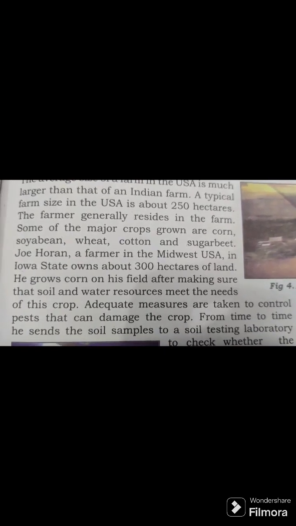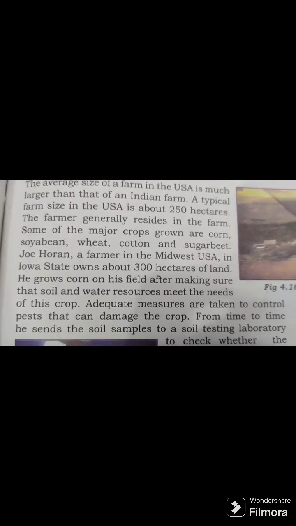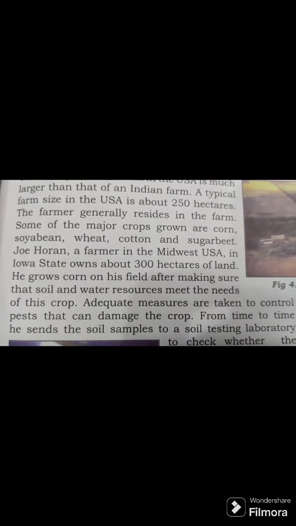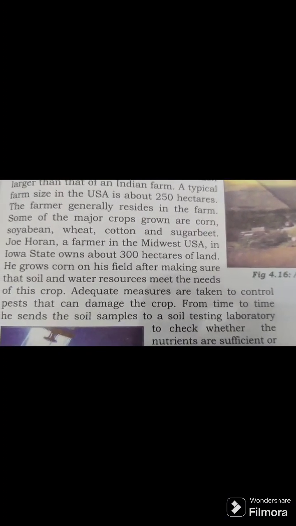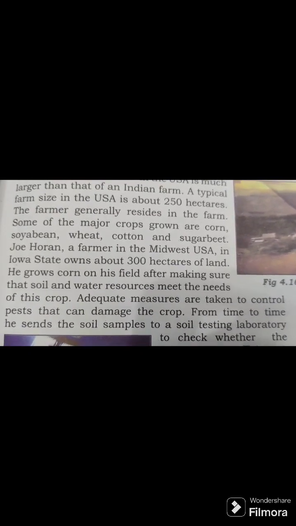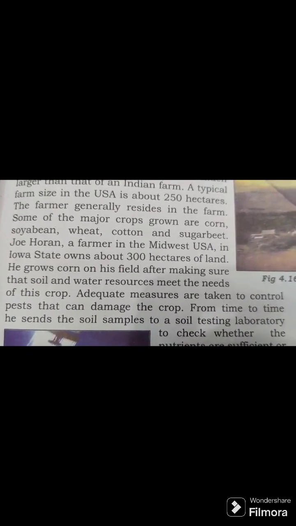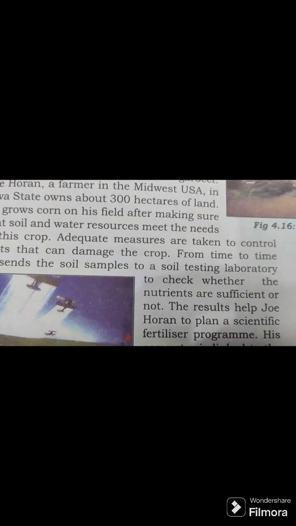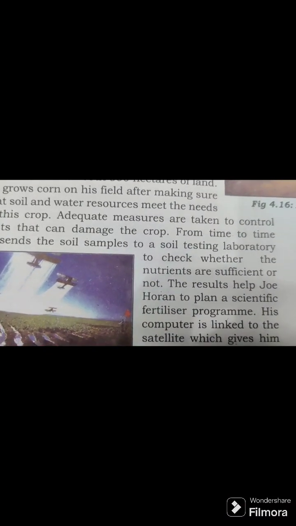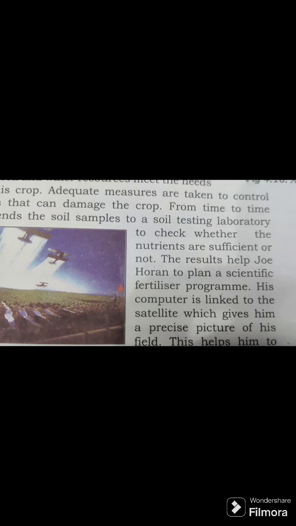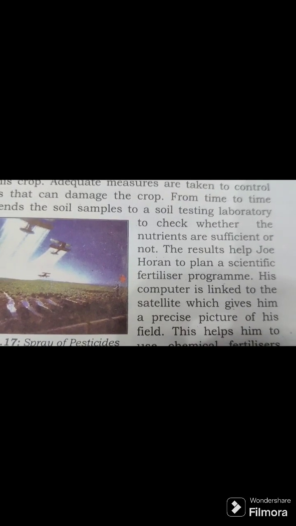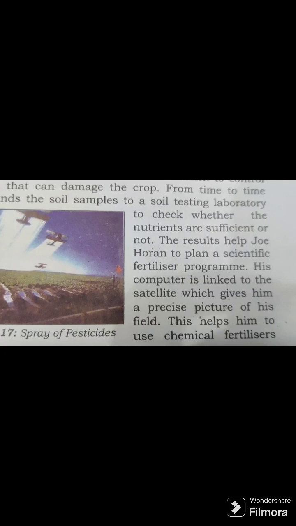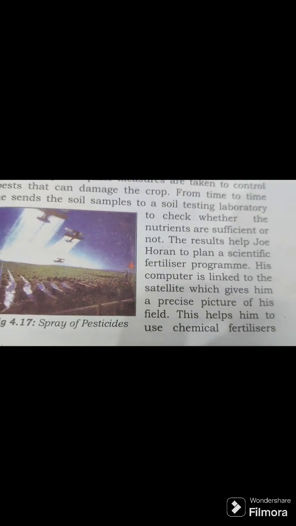He grows corn in this field after making sure that soil and water resources meet the needs of this crop. Adequate measures are taken to control pests that can damage the crop. From time to time, he sends soil samples to a soil testing laboratory to check whether the nutrients are sufficient or not. The result helped Joy Horan to plan a scientific fertilizer program. His computer is linked to the satellite which gives him a precise picture of his field. This helps him to use chemical fertilizer and pesticides wherever they are required.